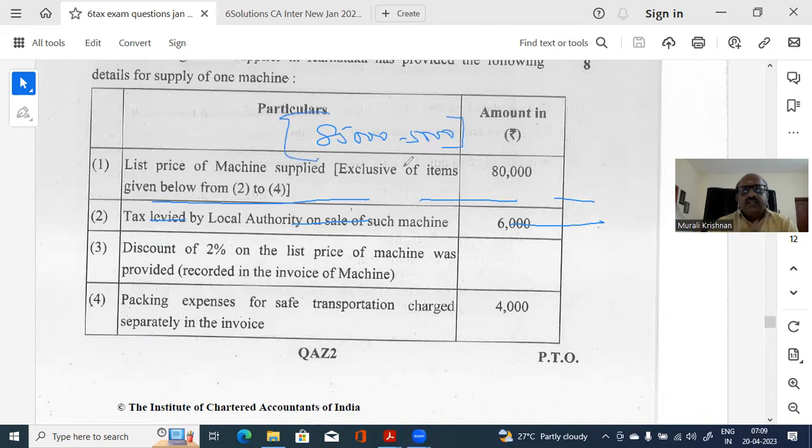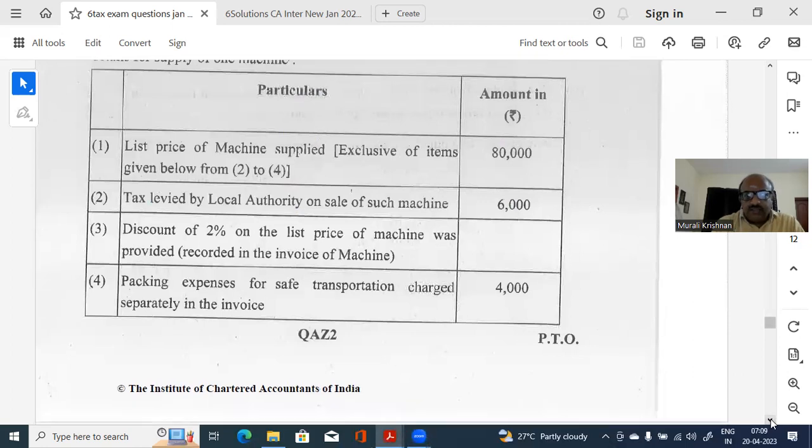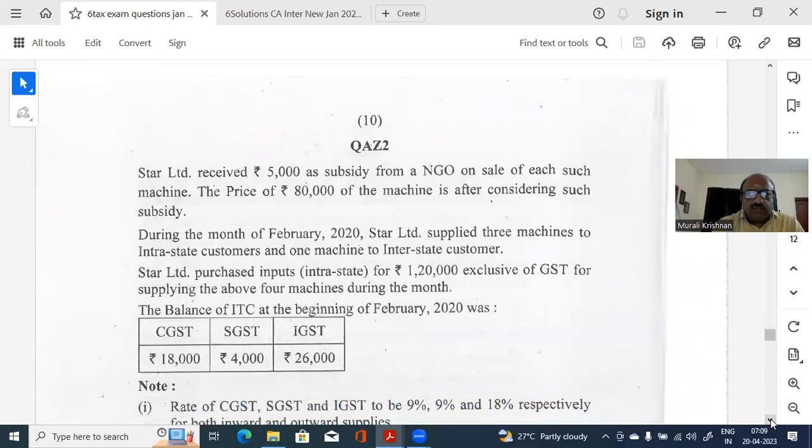Now the question is, should GST be charged on 85 or 80? That is the main thing. I'm just trying to help you understand the problem. These are the issues that are there. Now again, we are looking at only output tax liability, mind you. We have not gone into input tax liability. So let us now see what they are saying, the next part of the question.